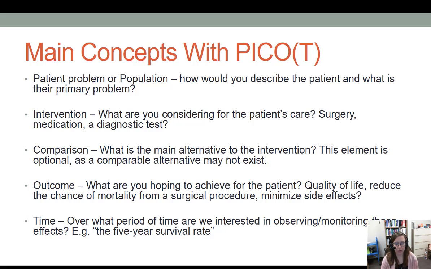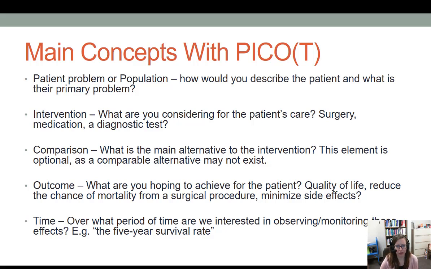A lot of times you're looking at an intervention versus just letting them live their life. No other medical intervention, just no medical care. And if that's the case, then the comparison or the control won't appear in your research question. I'll show you an example of this shortly. But the outcome is what you're hoping to achieve. So are you trying to improve their quality of life, reduce their mortality, minimize side effects of a drug? There are a number of various medical outcomes that you might be looking for.